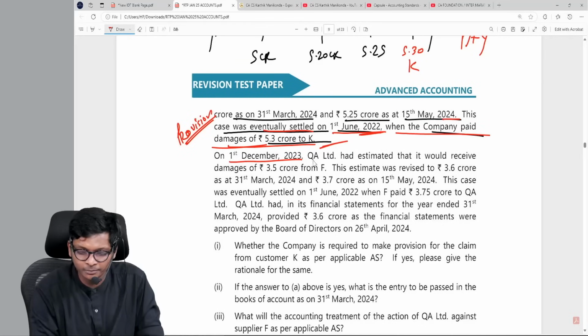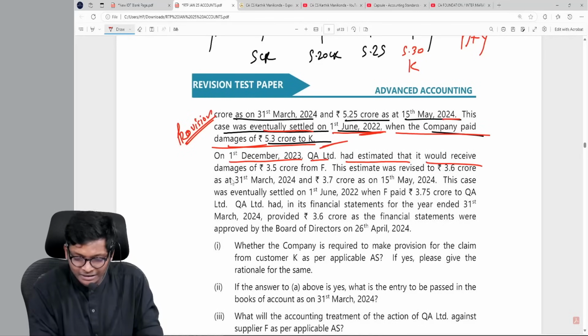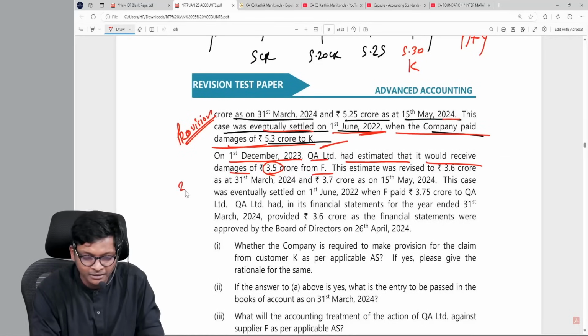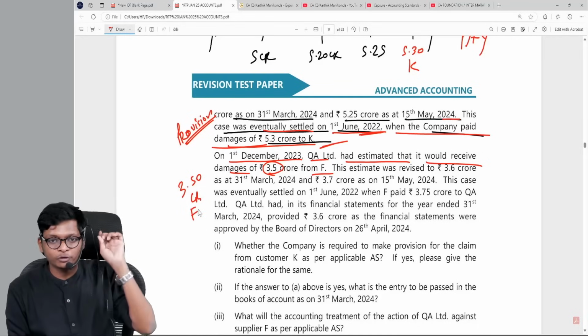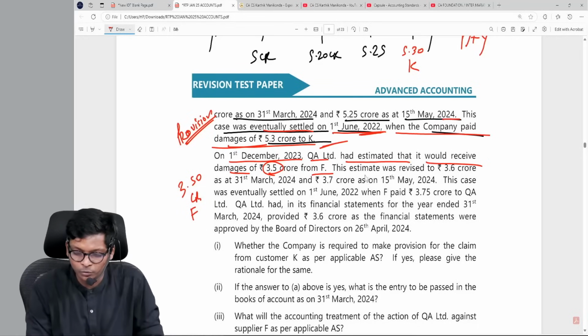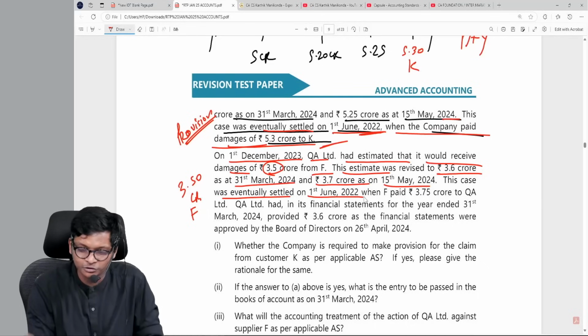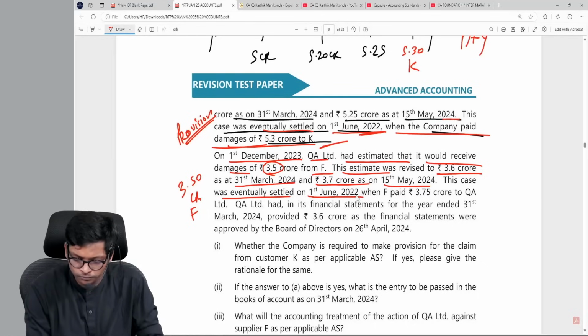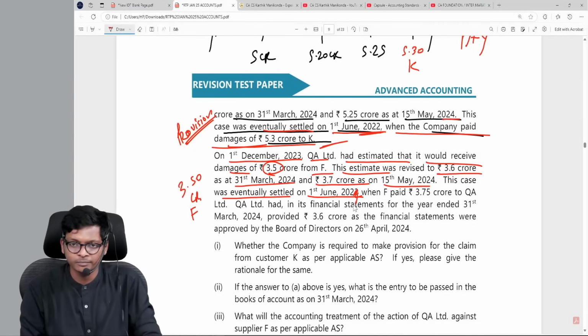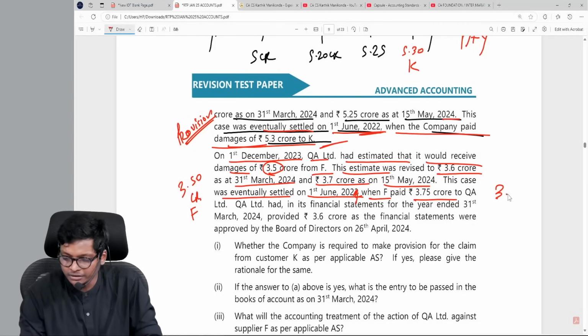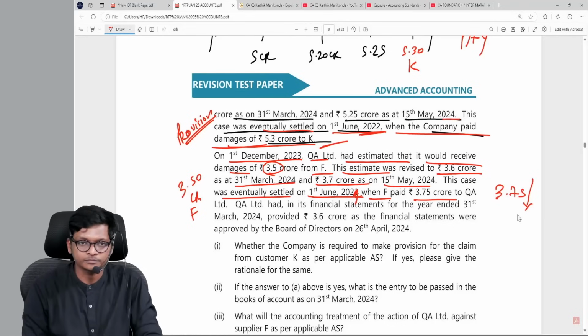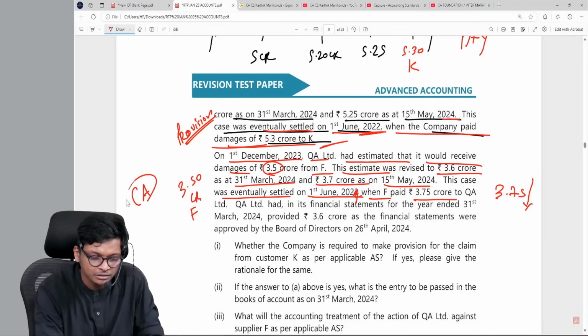On 1st December, QA had estimated it would receive damage of 3.5 crores from F. I will also get 3.5 crores because my supplier gave bad quality. This estimate was again revised to 3.6 on 31st March, 3.7 on 15th May. This case was settled on 1st June, exactly same day, 2024. Again, printing mistake. When F paid 3.75, I got 3.75 crores inflow. This is a contingent asset.